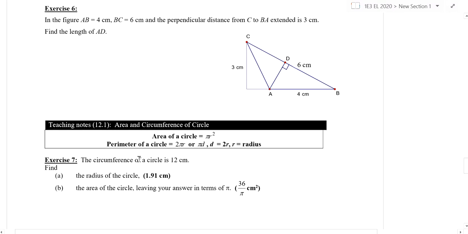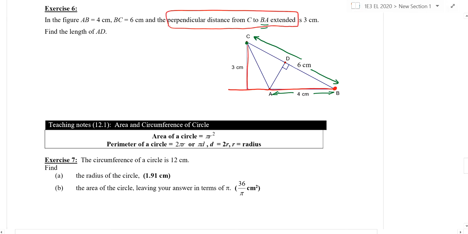The final question on triangles. In the figure, AB is 4 centimeters. Okay, so indicate for yourself BC 6 centimeters. From B all the way to C, not to D. And the perpendicular distance from C to BA extended. So we need to be familiar with this phrase. BA extended. From B, go to A, and we extend it. So the perpendicular distance from C to BA extended refers to this distance. Is 3 centimeters.